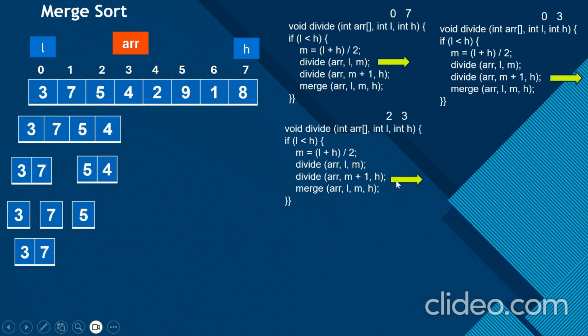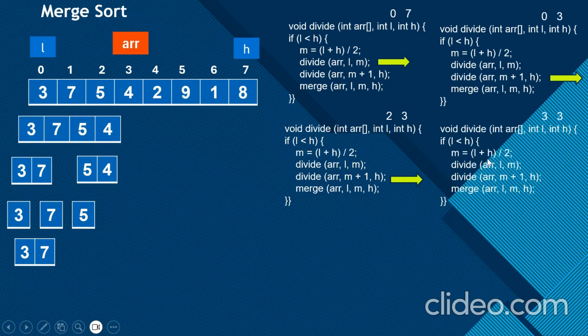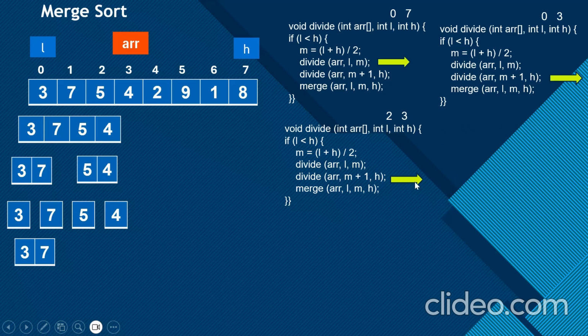Control moves to the next instruction, which would call the divide function again, but this time with the arguments of m plus 1, that is 2 plus 1, and H, because H is 3. 2 plus 1 is 3 and H is 3. So 3 comma 3. What does that mean? That means the element with the index 3, which is 4. L is not less than H, so control won't continue. Instead it would return to the point where the call came from. Having done this, the control would go to the next instruction, which is to merge the arrays, right?